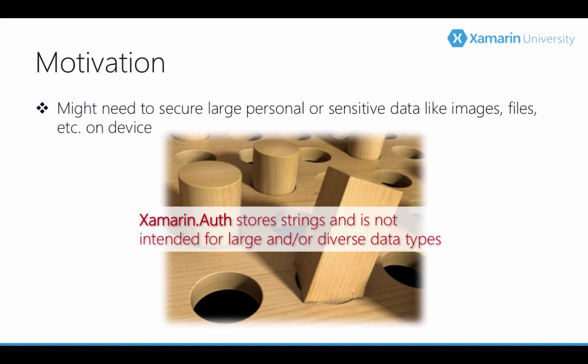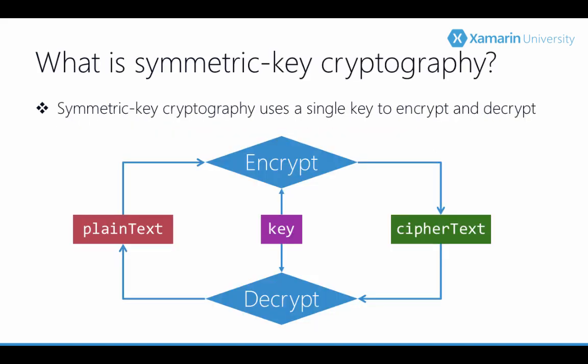Xamarin Auth stores strings, so you would need to convert binary data to and from strings, which can increase its size, i.e. when using Base64, but more importantly, Xamarin Auth is not designed to store very large objects. It's meant to store short strings. So we'll use symmetric key cryptography to secure these larger objects. Symmetric key cryptography uses a single key for both encryption and decryption. And most symmetric algorithms are relatively fast, so they can be used on larger amounts of data like our images or even databases, and provide reasonable performance on mobile devices.